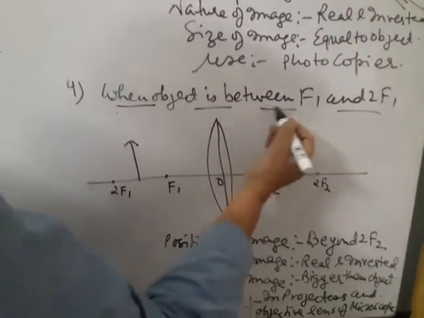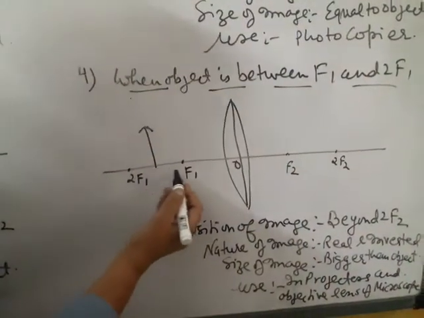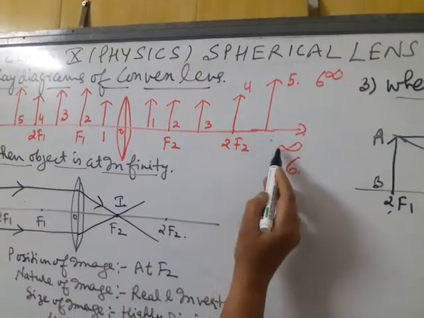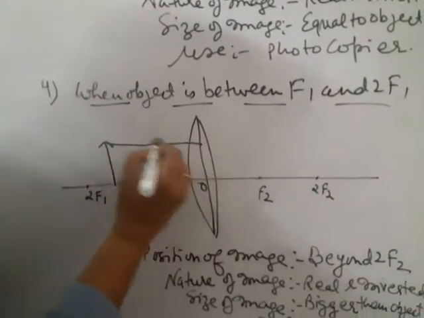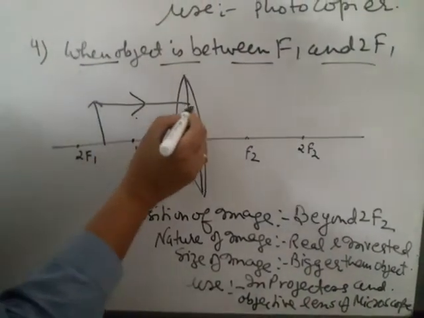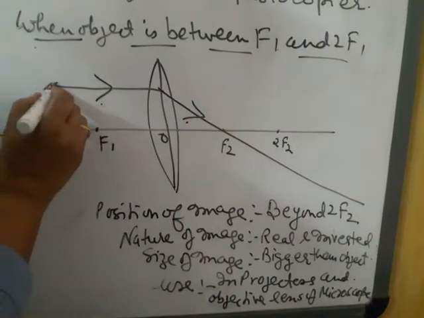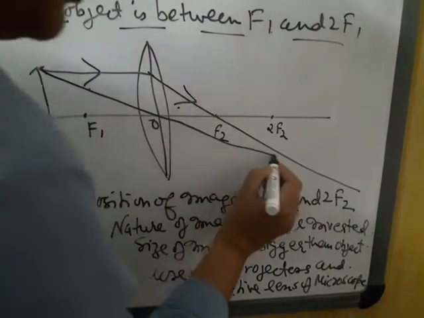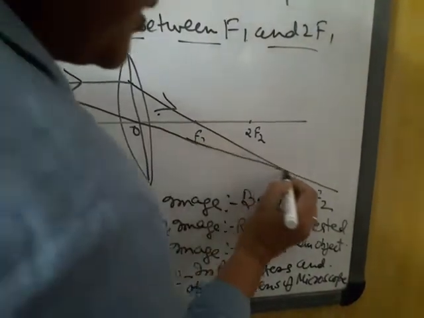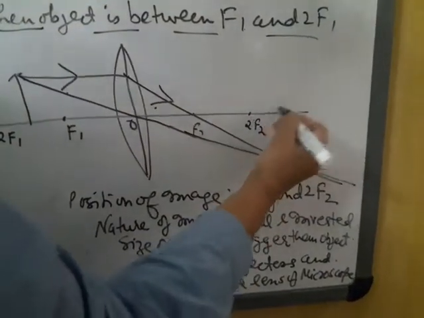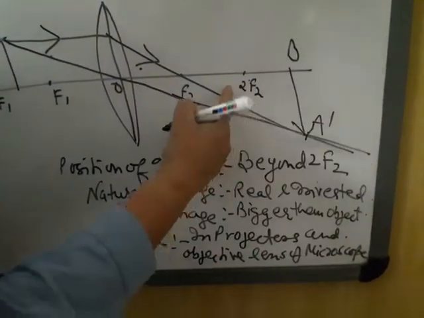Fourth is when object is between F1 and 2F1. It is third position, and 3 plus 5 is 8, and image will be formed beyond 2F2. So let's draw it. First ray parallel to the principal axis passes through focus. Second ray passing through optical center goes straight without deviation, and image is formed beyond 2F2.